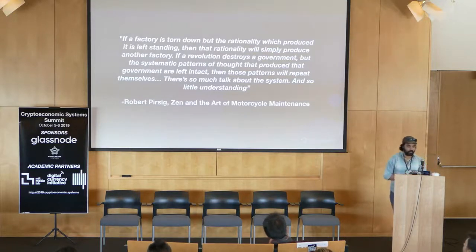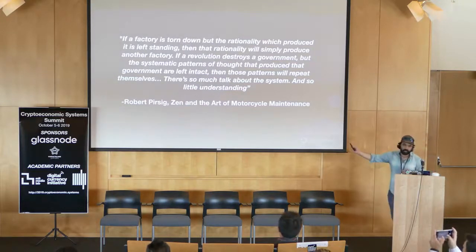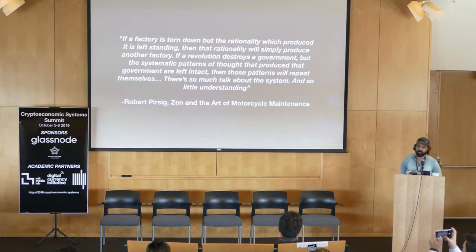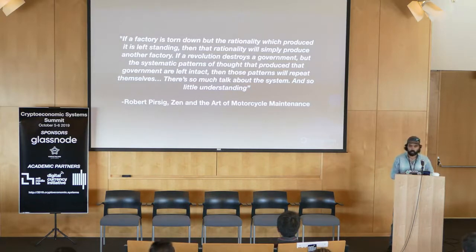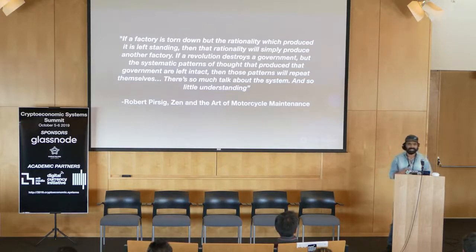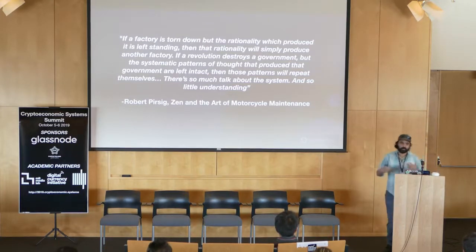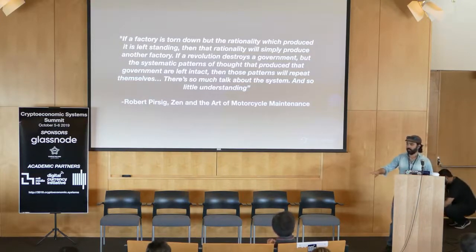I'd like to motivate for a moment why we have to take a complex systems thinking approach to this. And for that, I'm going to refer to Zen and the Art of Motorcycle Maintenance, where it's observed that if you actually change a system by removing the thing that you don't like about it, the phenomena that's problematic, but you don't remove the systemic impetus for that thing, the thing comes back. And so this is a really important reminder that we don't want to just build the same systems that we have in our conventional economy, in our cryptoeconomic economies.